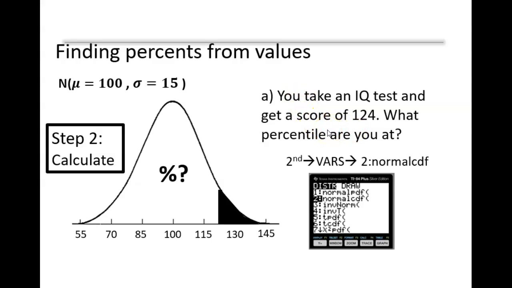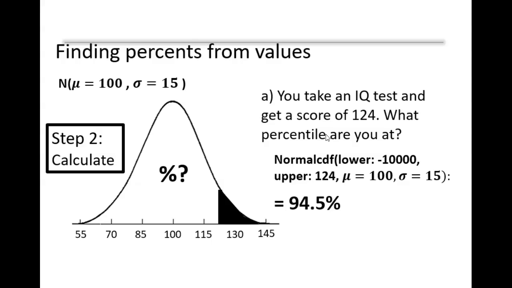And that's underneath the distribution menu, which is second vars, and then normal CDF. So when you do that, it's going to ask you for some characteristics, and you're going to think of the lower bound, the upper bound, the mean, and the standard deviation. In this case, the lower bound is going to be really negative infinity. Even though you can't have an IQ score lower than 0, the mathematical function continues on. So we're going to use that as our lower bound. We're going to continue all the way.